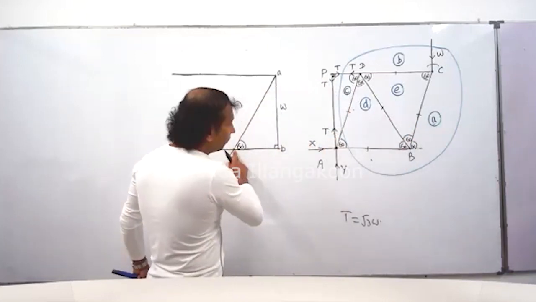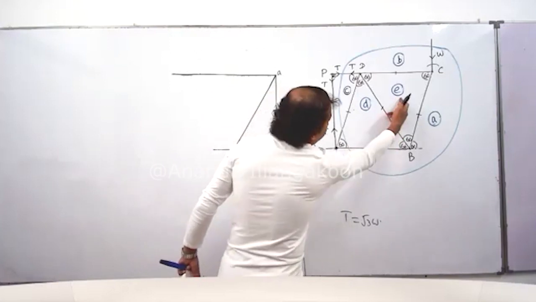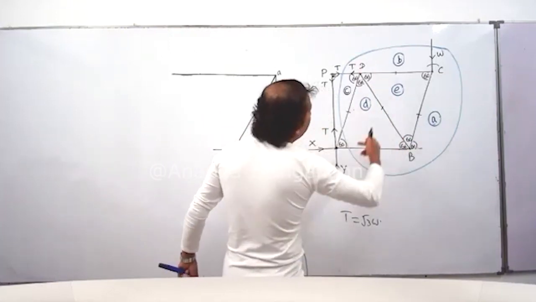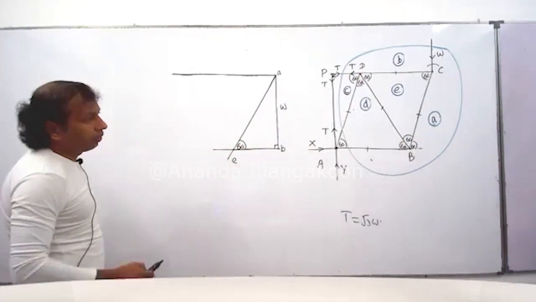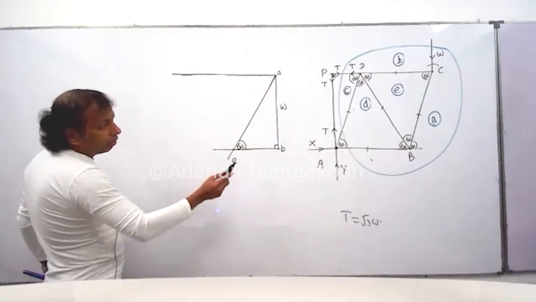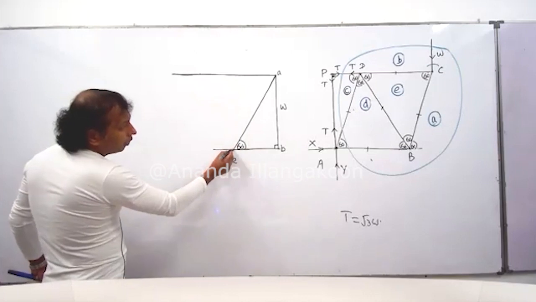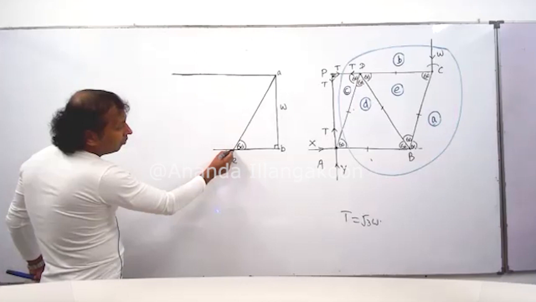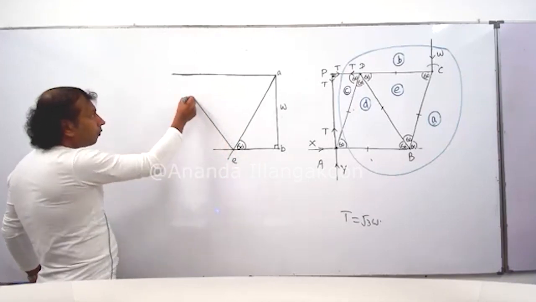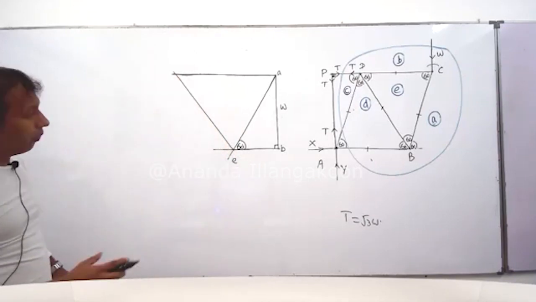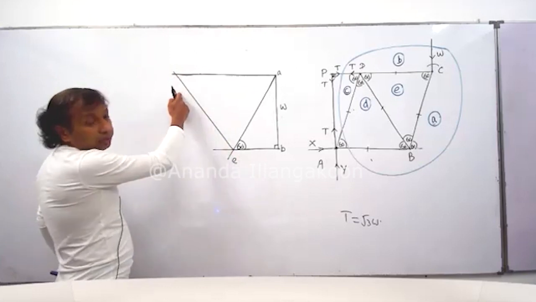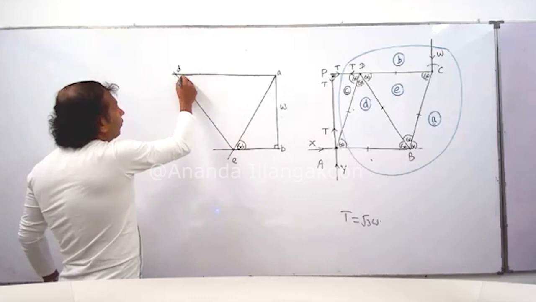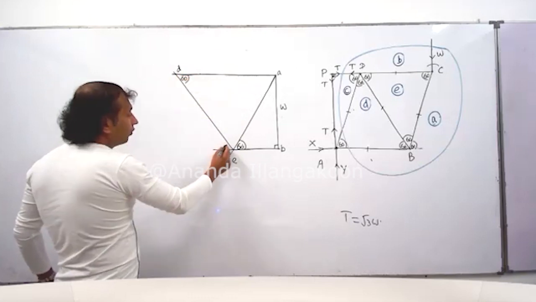Point E is here. Through the point E, we have to draw a line parallel to the rod BD. Parallel to BD means making 60 with the horizontal line. On this line, the point D should lie. On this line also, point D should lie. So therefore, point D should be here. This is 60.